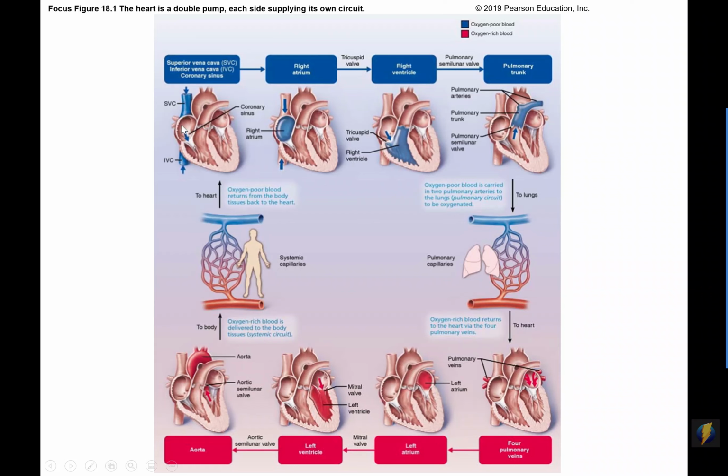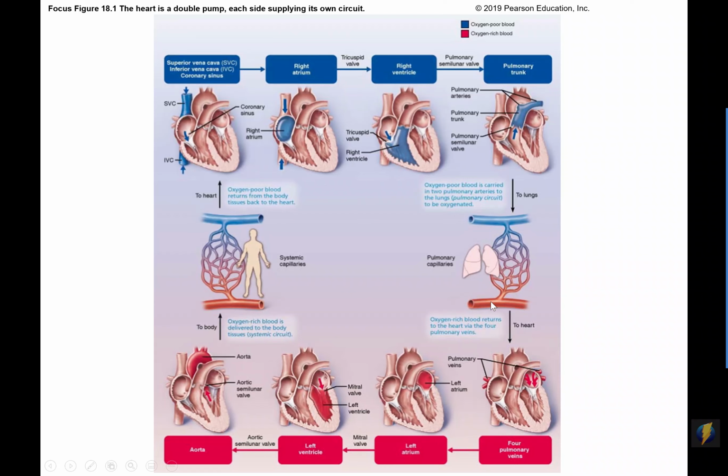into the right atrium. From the right atrium, the blood flows past the tricuspid valve into the right ventricle, and then from the right ventricle we go past the semilunar valve into the pulmonary trunk. The pulmonary trunk then branches into the right and left pulmonary arteries, which takes us to the lungs, where that oxygen poor blood becomes oxygen rich blood. We get our oxygenation occurring.